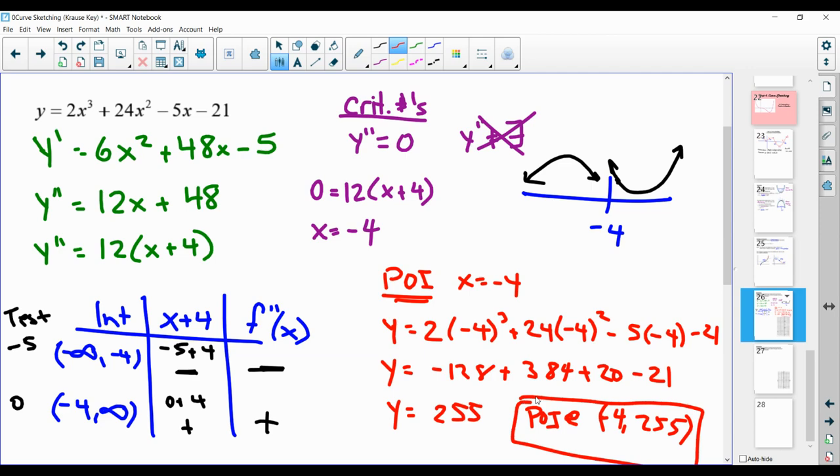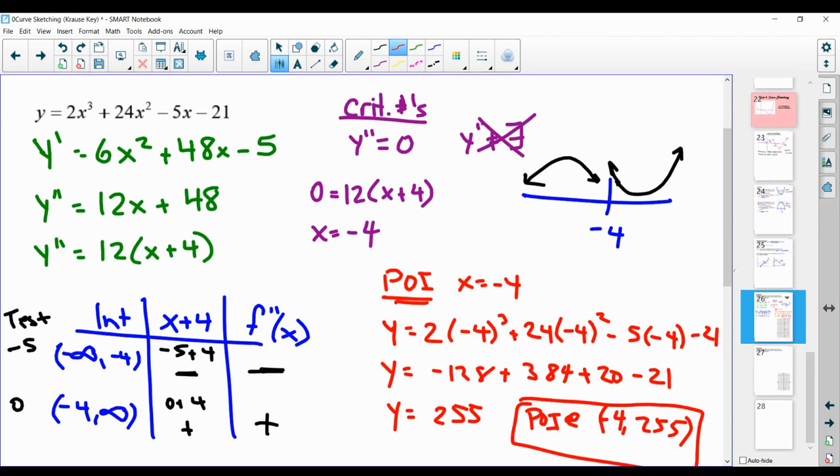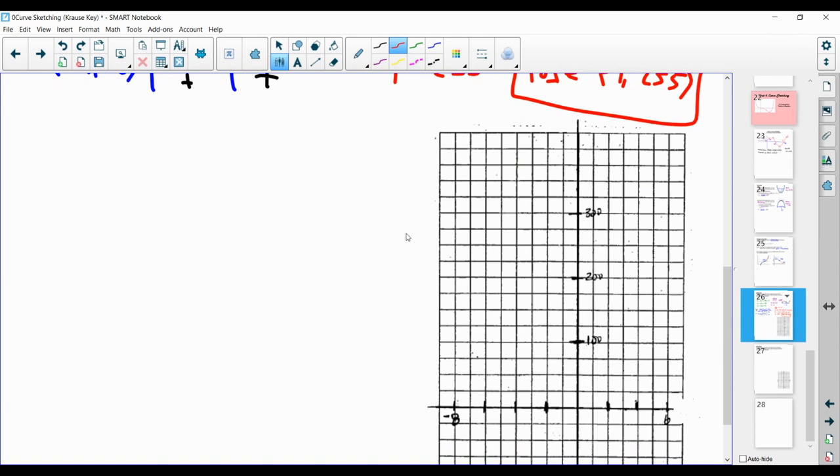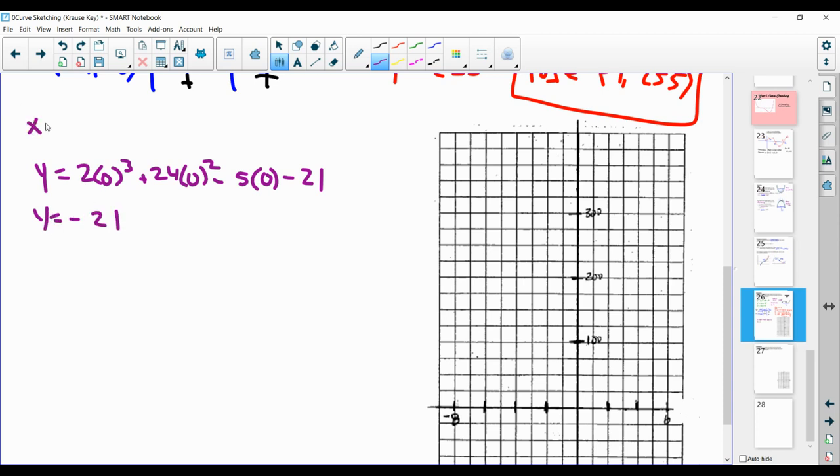All right, so now we know points of concavity, we know our inflection point, and we can start to build this graph based on the information we have. We can find the y-intercept. So if we plug in 0 for x, we have 2 times 0 cubed plus 24 times 0 squared. Probably don't need to write this out to figure out that our y-intercept is at -21. But again, I'm just showing you the full steps here. So for our y-intercept, we're going to let x equal 0 and solve for y. So we have a y-intercept at (0, -21).